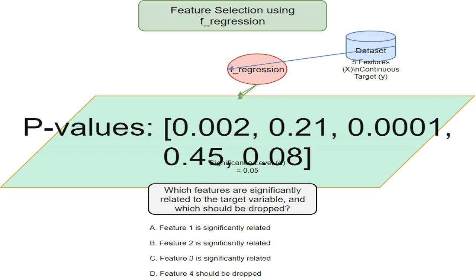Along with the F statistic, f_regression provides a p-value for each feature. This p-value represents the probability of observing the obtained results if there were no actual relationship between the feature and the target. A small p-value, typically less than 0.05, indicates that it's unlikely we'd see this kind of result by pure chance, suggesting a real relationship.